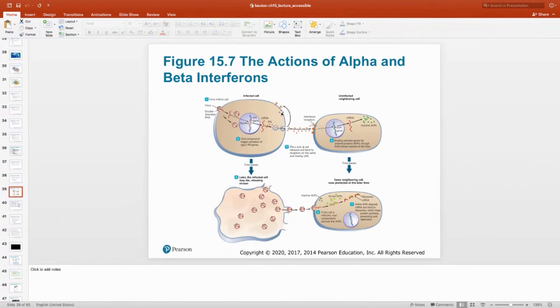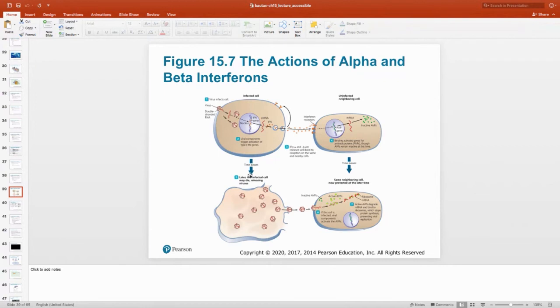And they bind to receptors both on the same cell and on nearby cells. So this is the infected cell. It's on the surface of the infected cell, but it binds to the receptors on a non-infected cell. And when it binds there, it activates the gene for antiviral proteins. And the antiviral proteins are inactive, but they're kind of set up. And so the interferon is kind of setting up the non-infected cells.